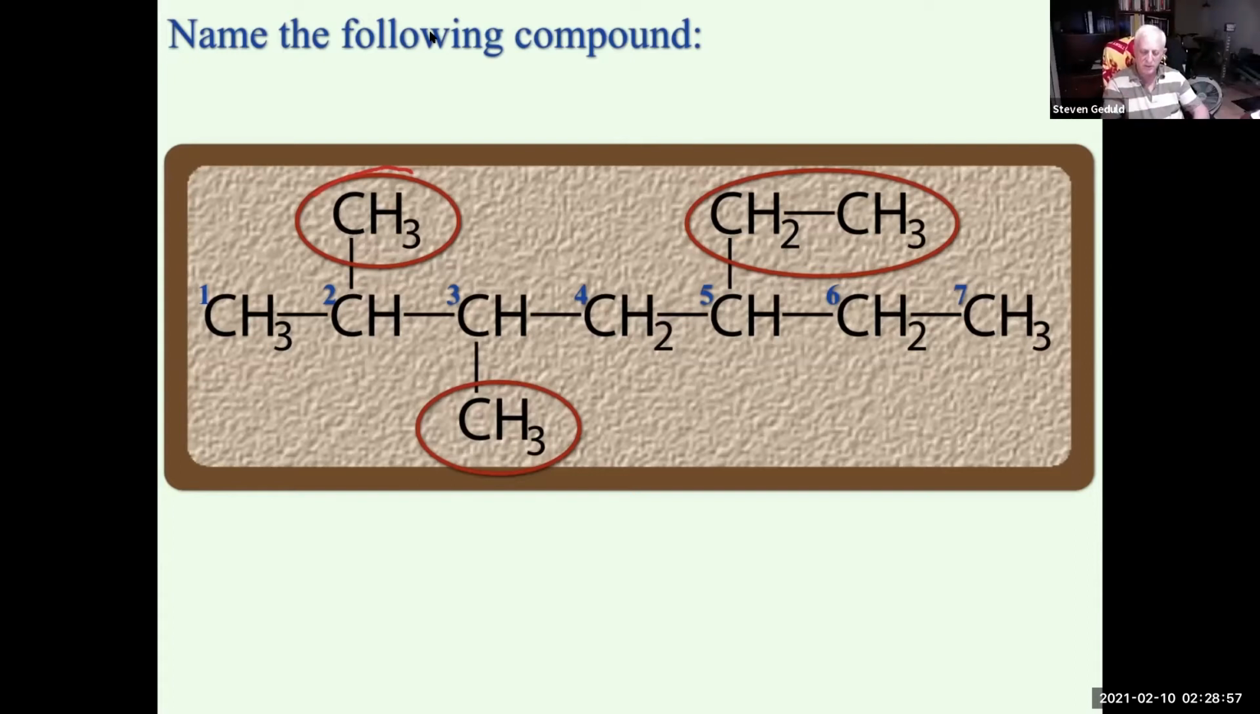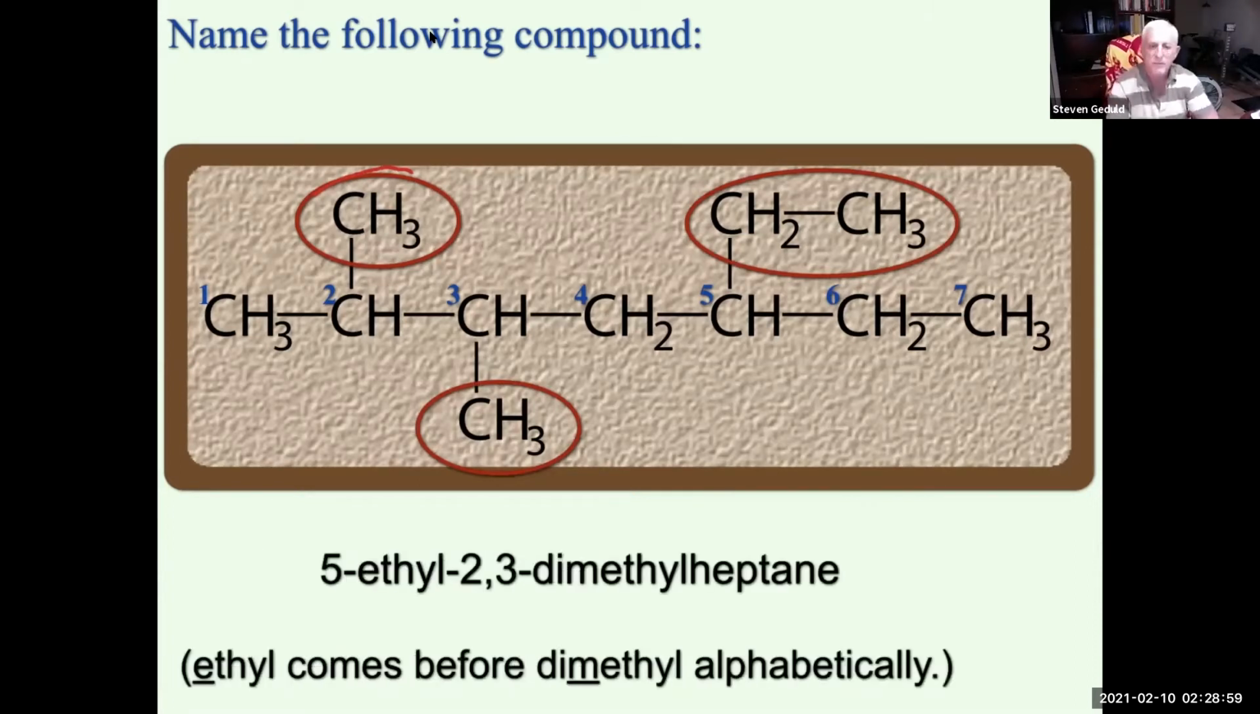Let me see what I wrote here. At number 5, right here, there's an ethyl group, 5 ethyl. At 2 and 3, there's a methyl group. So 2, 3 dimethyl. One ethyl group, dimethyl group. Remember, the prefixes don't count for alphabetic order. So even though this says di and this is a D, that doesn't count for your alphabetic order. What counts is your substituent, which is a methyl group.